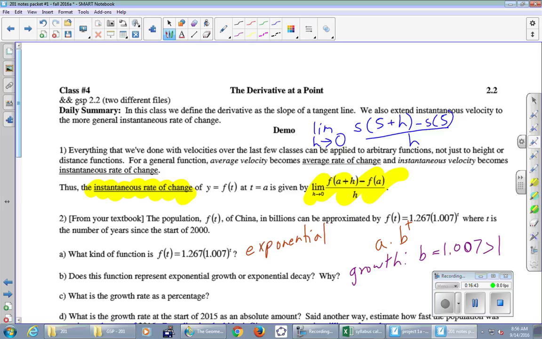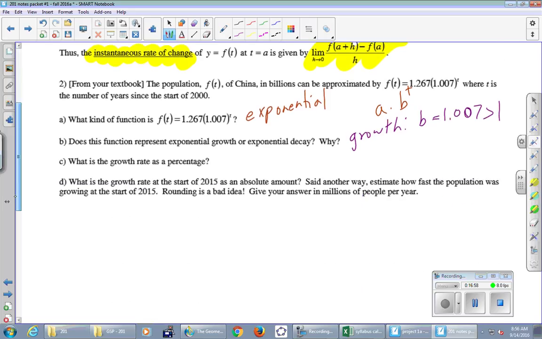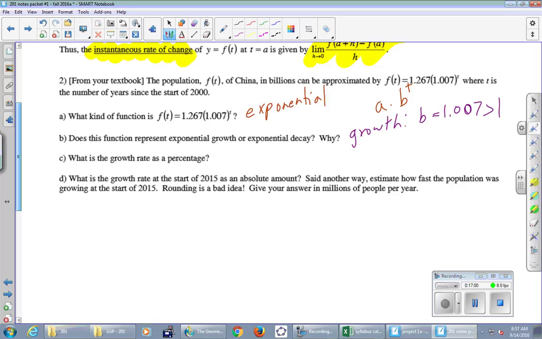Part C, what is the growth rate written as a percentage? It's 0.7%. It's just the excess of this purple number, this 1.007. Just how much bigger than that? How much bigger is that than 1? It is 0.007, which we can write as 0.7%. So what that says is that the population of China is growing by 0.7% per year. Okay.